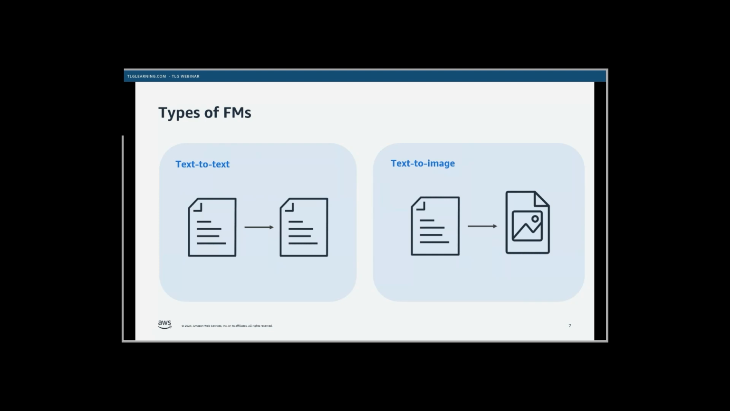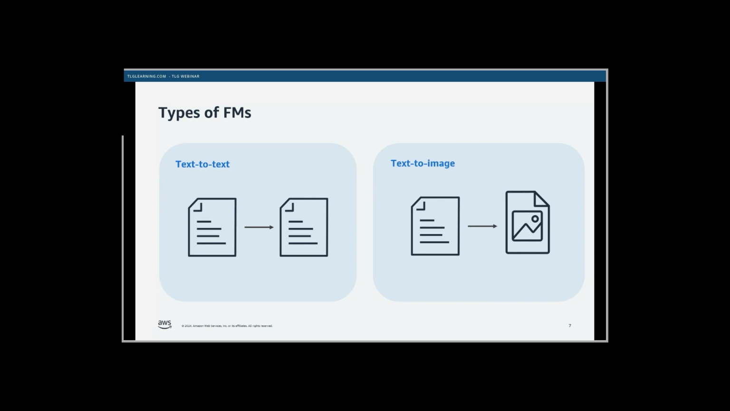So, types of foundation models that are common today: text to text, text to image, and there are others, text to speech, text to video, image to text. You provide the foundation model an image and it generates a text description of what it sees in the image, and so on. Probably text to text or text to image are some of the most common types of models.